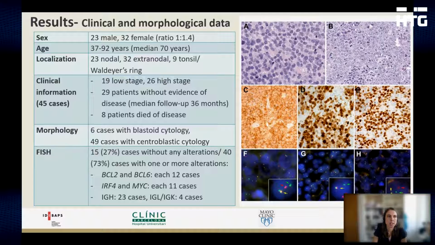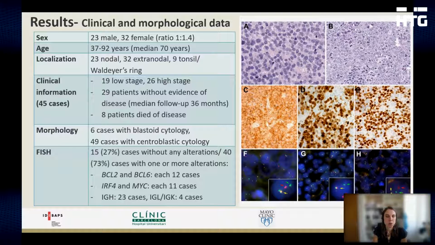We found 32 extranodal cases, 9 with tonsils and Waldeyer's ring involvement. Clinical information was obtained for 45 cases. 26 of the cases showed high-stage disease, and 8 patients unfortunately died of disease. For 29 patients, there was no evidence of disease, with a median follow-up time of 36 months. Morphology-wise, we saw most of the cases with centroblastic cytology, which is shown in panel B, and only 6 cases with the blastoid cytology, which is shown in panel A.